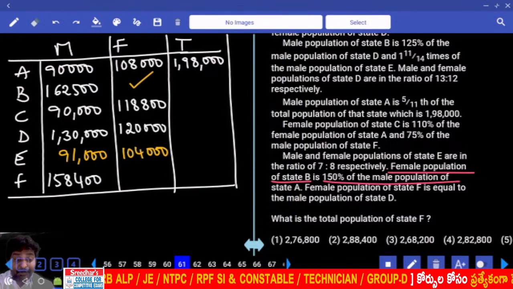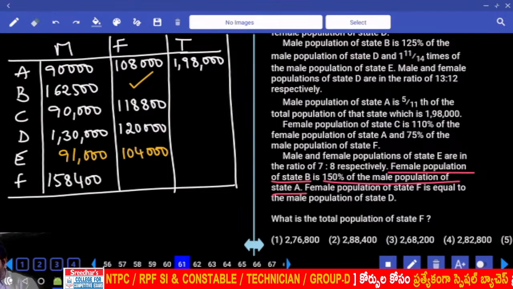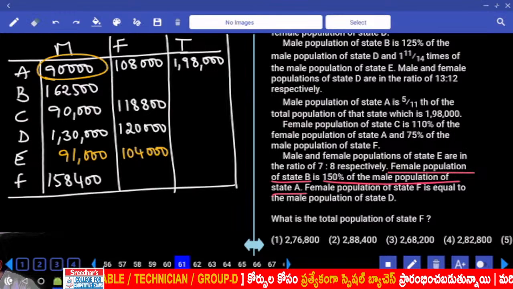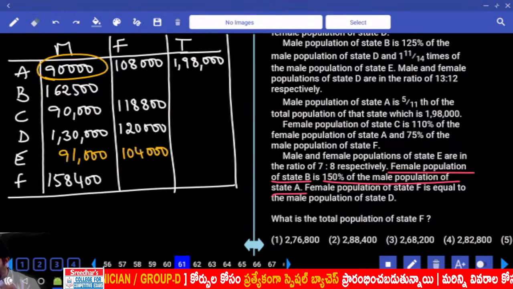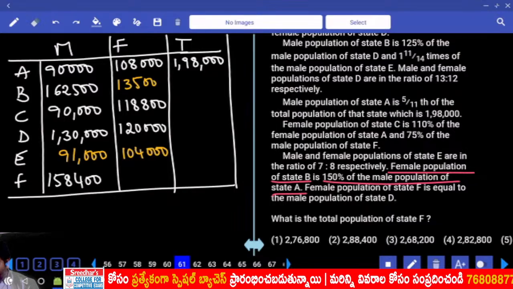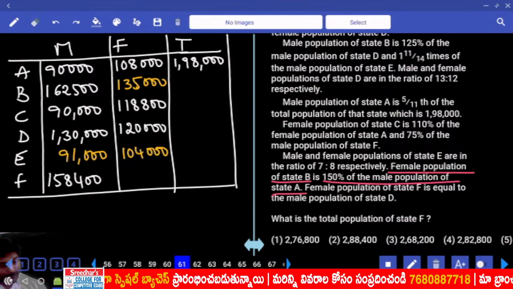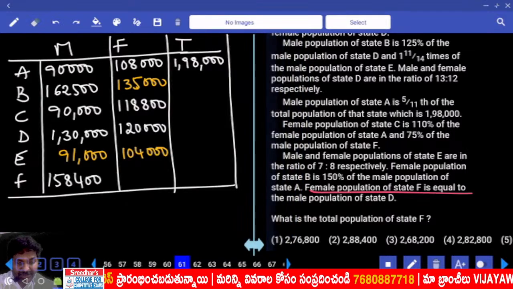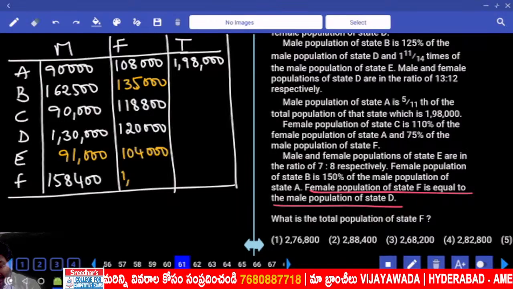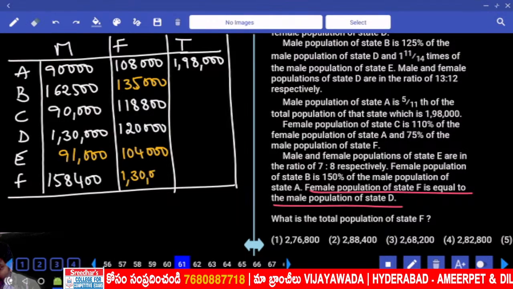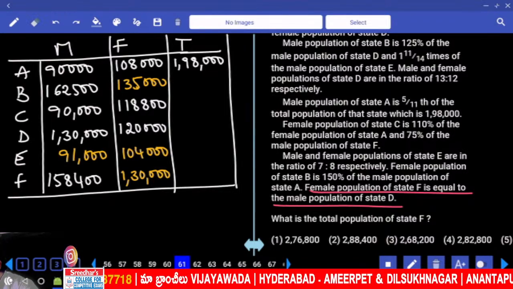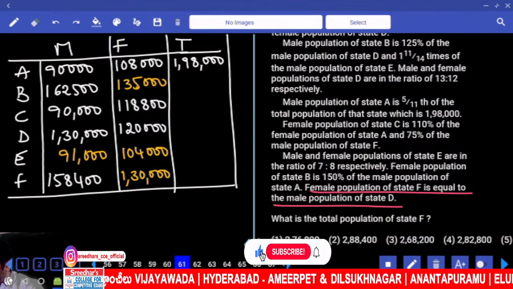Female population of state B is 150% of male population of state A. 150% of this number, which is more than 50% only. 50%, 45,000. Add, 1,35,000. Female population of F is equal to male population of D, 1,30,000. Don't calculate total value because we know how to do it. Let's do when it is really required.